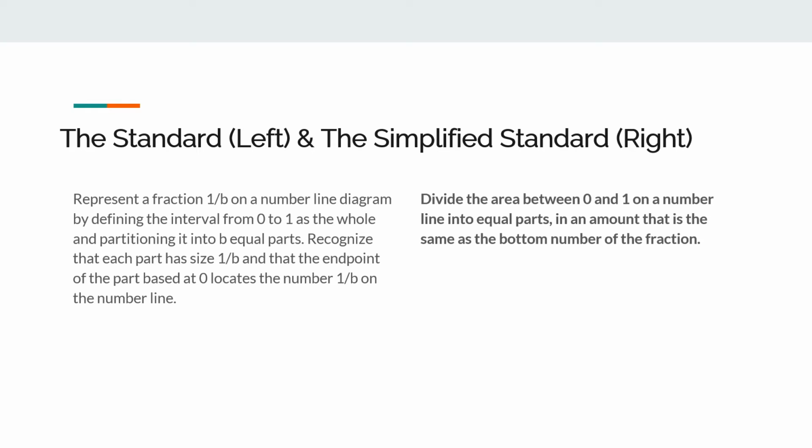We're going to learn how to divide the area between 0 and 1 on a number line into equal parts, and an amount that is the same as the bottom number of the fraction. Does this still sound confusing? Don't worry. Let's start off by explaining what a fraction is.